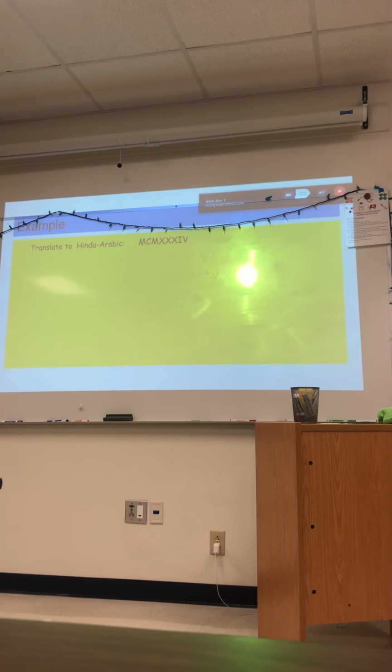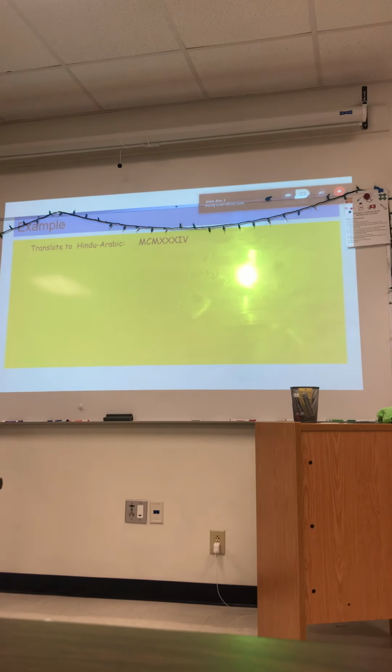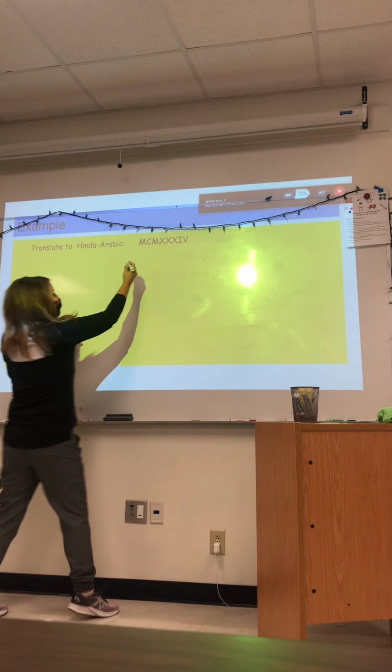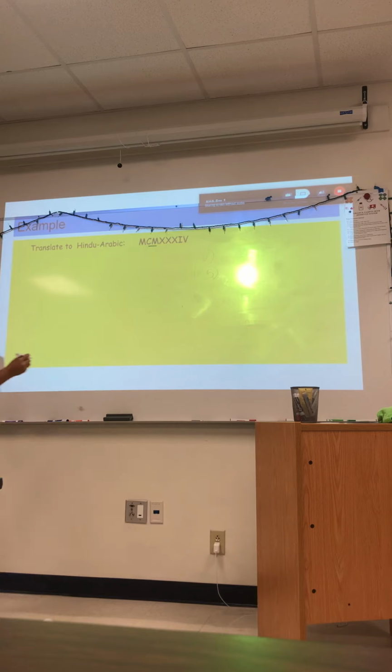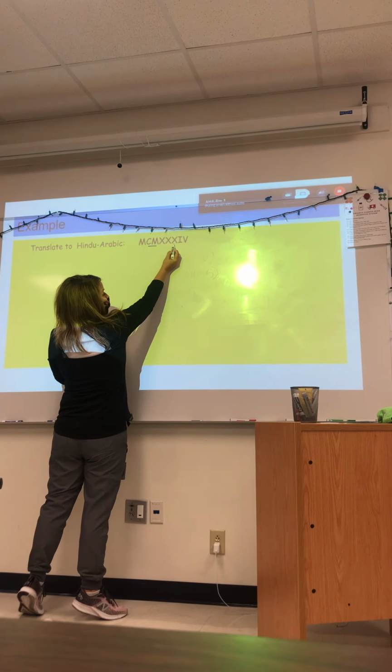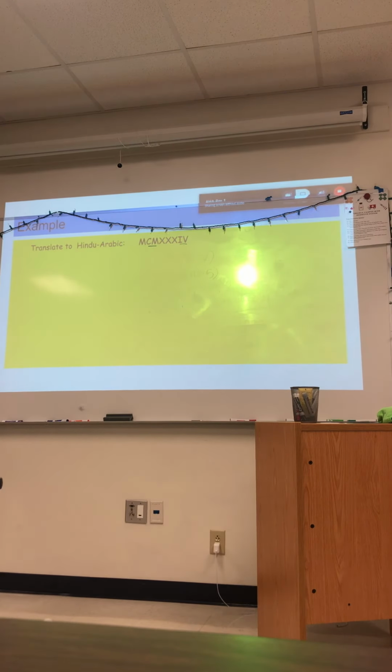All right, let's do this one. MCMXXXIV. 1,000, 100, 1,000. Okay, stop right there. 1,000, and then what did Miguel say? 100, 1,000. What happens right here? Subtract. Right, because they're out of order. And then keep going. 10, 10, 10, 1, 5. So that'll be subtracted as well.